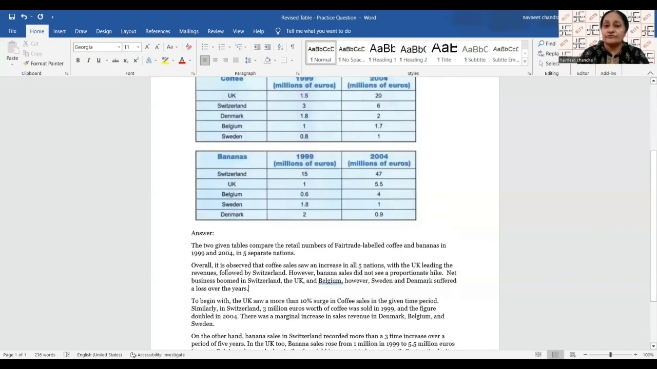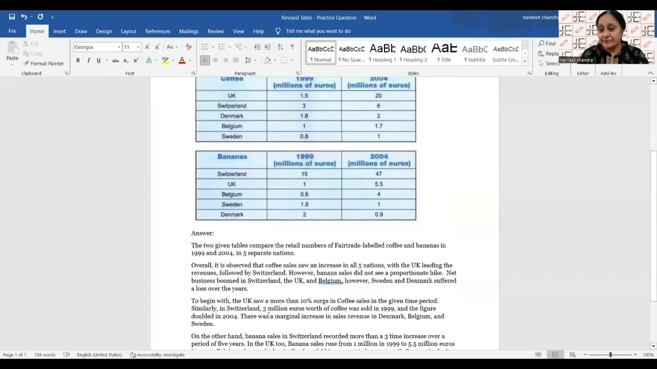Now let's see the overview. In the overview, what have you observed overall in both these tables? It is observed that coffee sales saw an increase in all the 5 nations, with the UK leading the revenue, followed by Switzerland. However, banana sales did not see a proportionate hike, as net business boomed in Switzerland, UK, and Belgium, but it suffered losses in Sweden and Denmark.